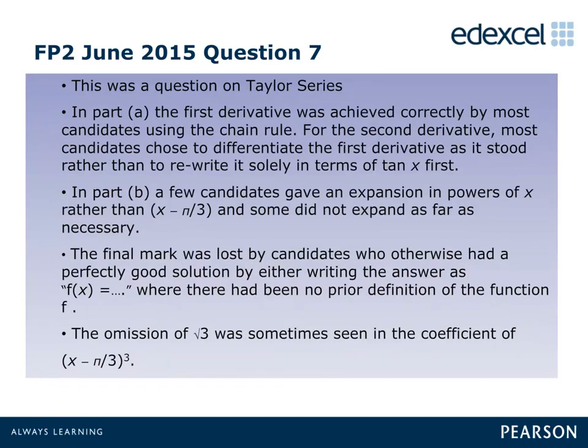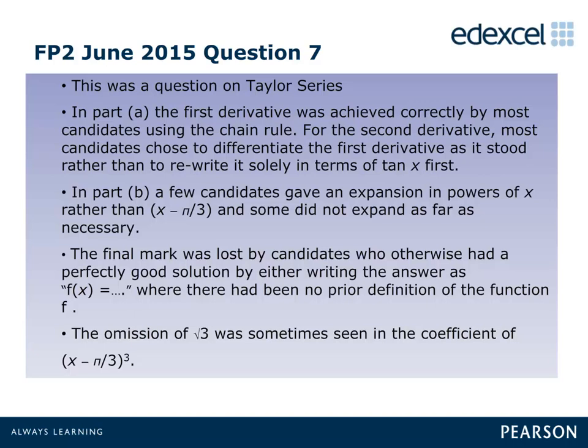This was a question on the Taylor series. In Part A, the first derivative was achieved correctly by most candidates using the chain rule. For the second derivative, most candidates chose to differentiate the first derivative as it stood rather than to rewrite it solely in terms of tan x first.